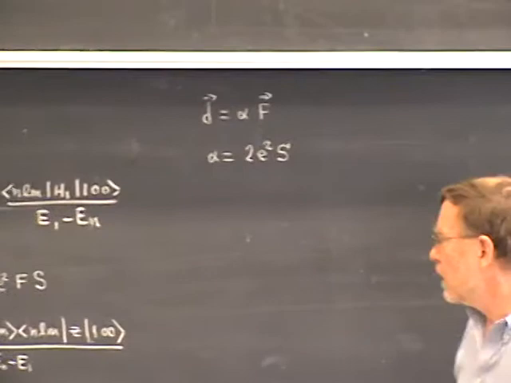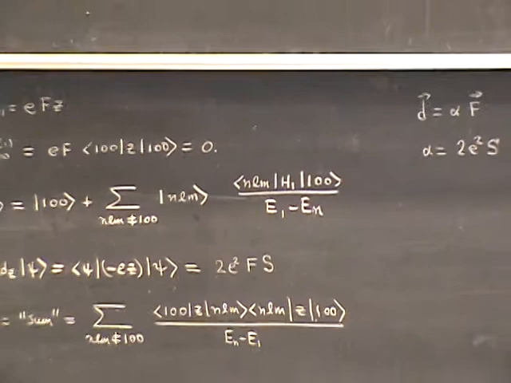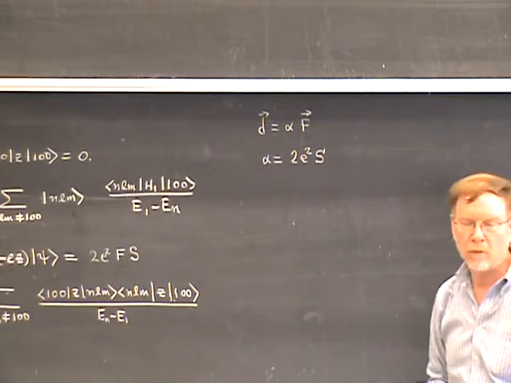Not a permanent dipole moment, but as we say, it's an induced dipole moment. The induced dipole moment is proportional to the electric field. Well, this is a common situation in physics in which the dipole moment is proportional to the applied field. F here is the electric field. And the proportionality factor alpha is just called polarizability. It's just the ratio between those two.